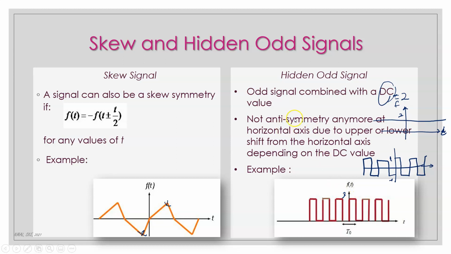So this is not anti-symmetric anymore, because for anti-symmetry, the value of this should be the same as this, or this one should be the same as this. But the hidden odd signal is not anti-symmetric anymore about the horizontal axis, due to the upper or lower shift depending on the DC value. The DC value can be negative, for example. If it is negative, the odd signal will be shifted down by the DC value. So this is what we call a hidden odd signal.